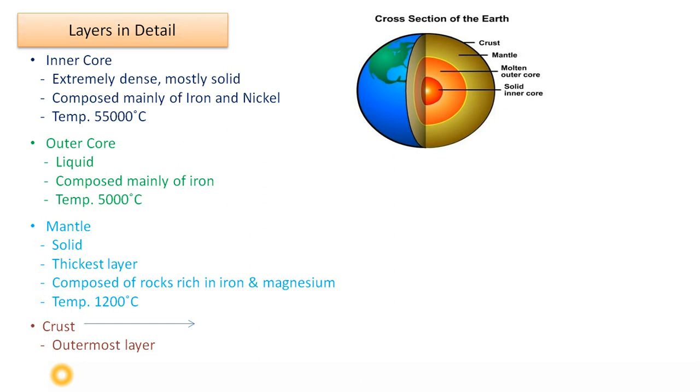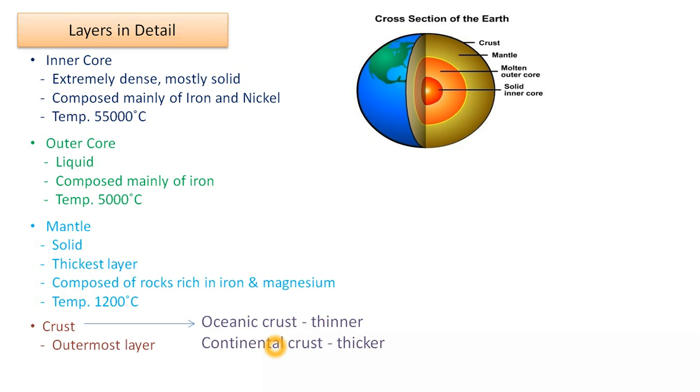In crust also we have two types of crusts. One is oceanic crust and the other one is continental crust. Now, what do we mean by this? Oceanic crust and continental crust. The outermost layer, which is located below the ocean basin, is called the oceanic crust, and it's even thinner than continental crust. And the continental crust is located under the continents, so it's comparatively thicker. But yes, crust is anyway a thin layer when compared to mantle and cores.